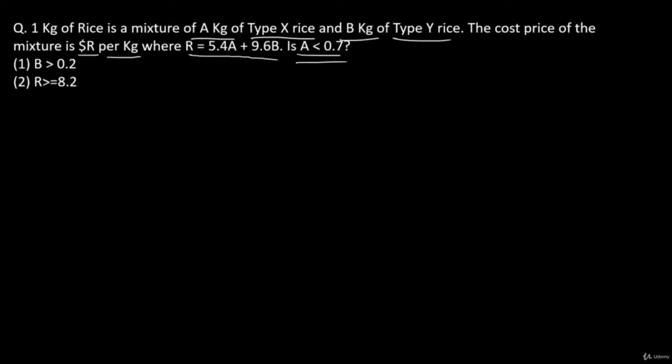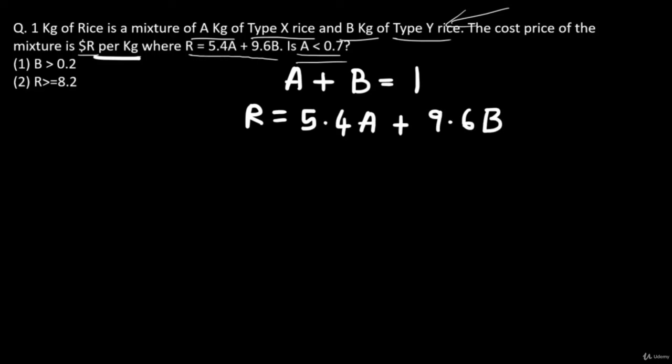Alright, we are back. I hope you have given it a try. Now what are the pieces of information that we can take out from the question stem? We know that R is the price per kilogram, right? So therefore A plus B has to be equal to 1. Alright. And again, we have R is equal to 5.4A plus 9.6B. So these are the two pieces of information that we have from the question stem.